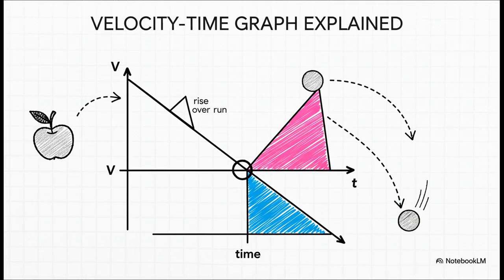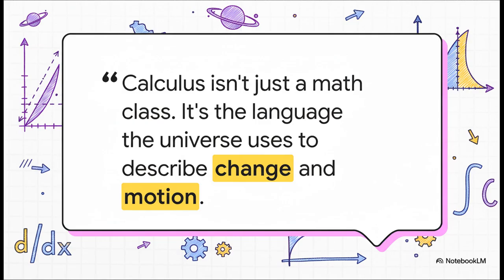It's all right there. So the really crucial thing to take away here is that these tools, derivatives and integrals, slopes and areas, they're so much more than just abstract math. They are the actual language the universe uses to describe itself in motion, from a car on the highway all the way to a planet in orbit.